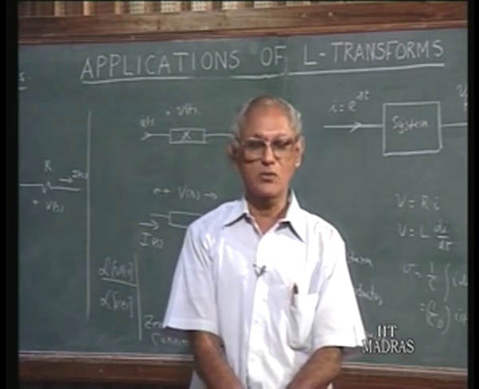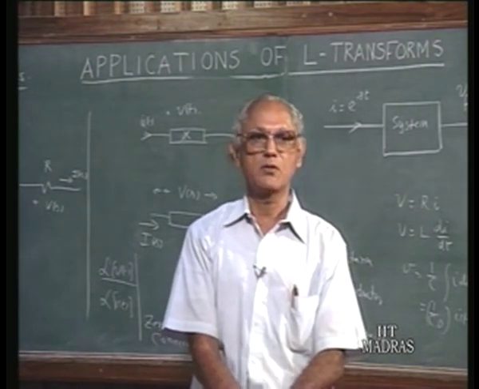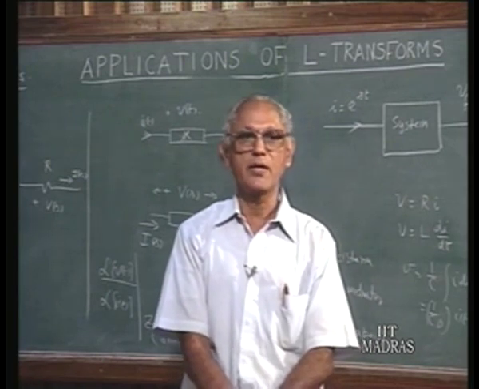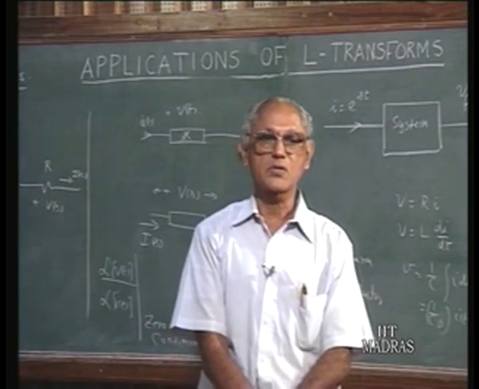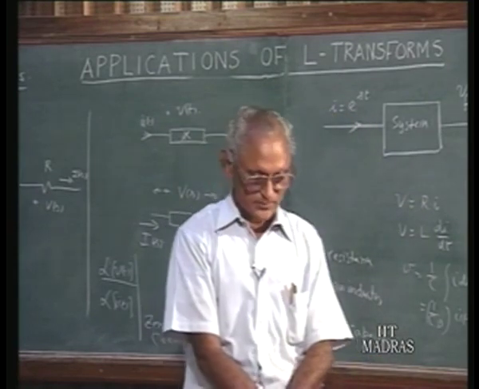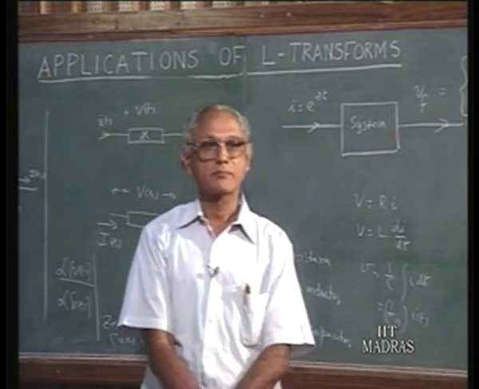So the whole circuit diagram can be written in terms of the variables being the phasors of the respective quantities, voltages and currents, and the element values, instead of being R, L and C, we write in terms of R, j omega L, 1 over j omega C, the steady state impedance values. We do much the same thing in the transform diagram.